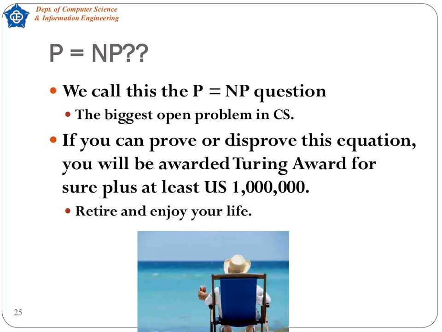Now that we've laid the groundwork, this slide throws down the gauntlet. P versus NP, the single biggest unsolved problem in computer science. Crack it. Prove or disprove that P equals NP, and you'll almost certainly walk away with the Turing Award and at least $1 million. After pulling off a feat like that, you can kick back and enjoy life, just like the person relaxing on the beach in our image.